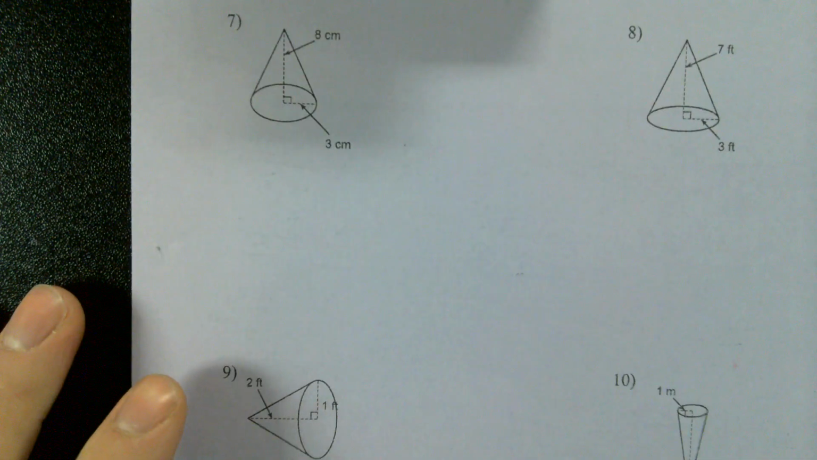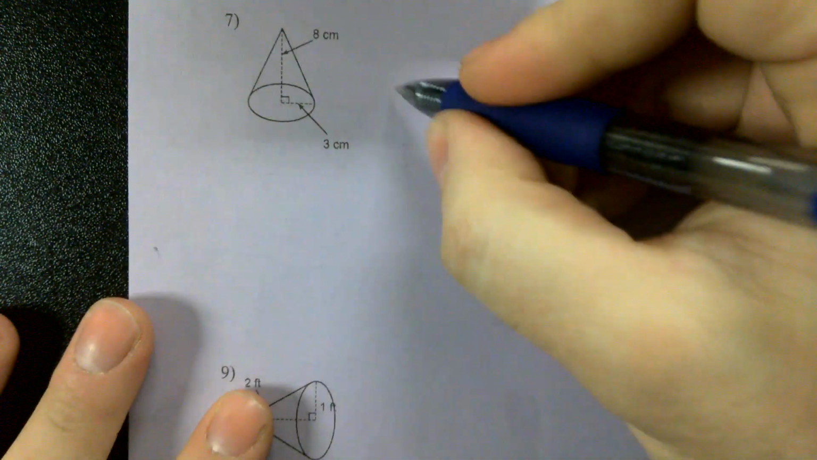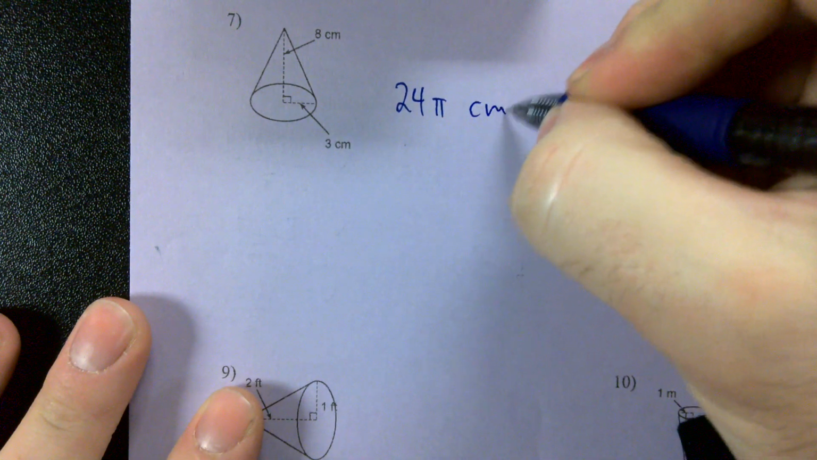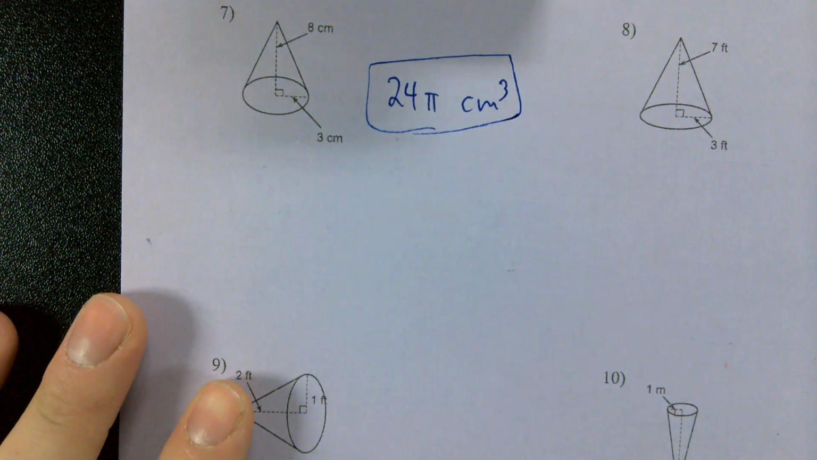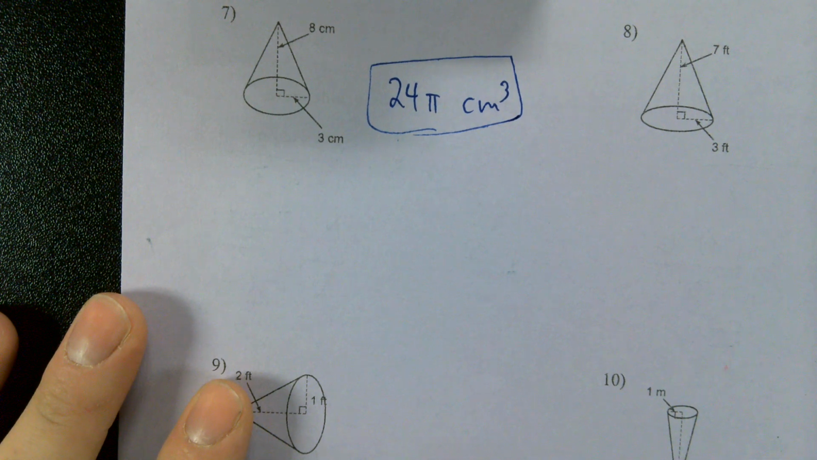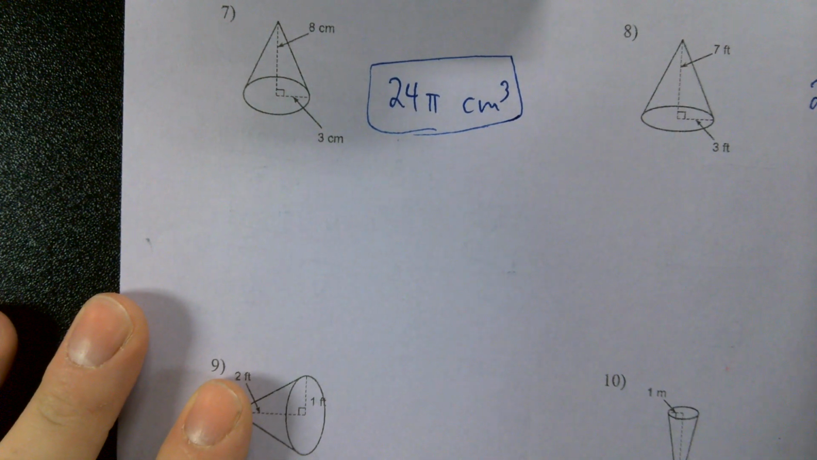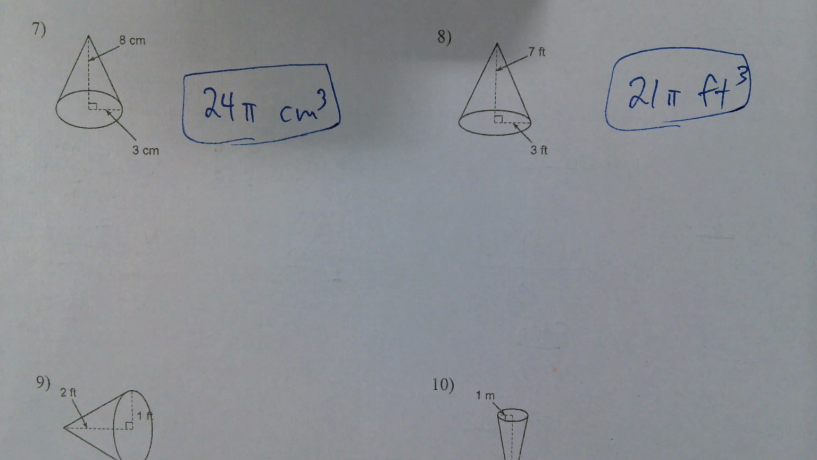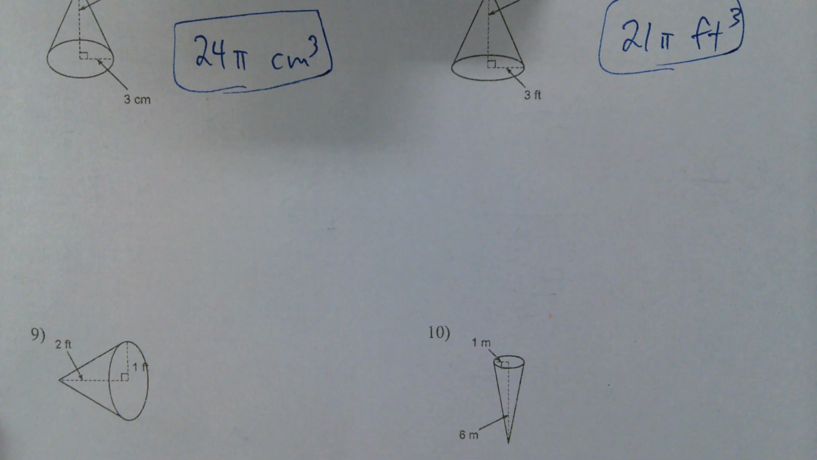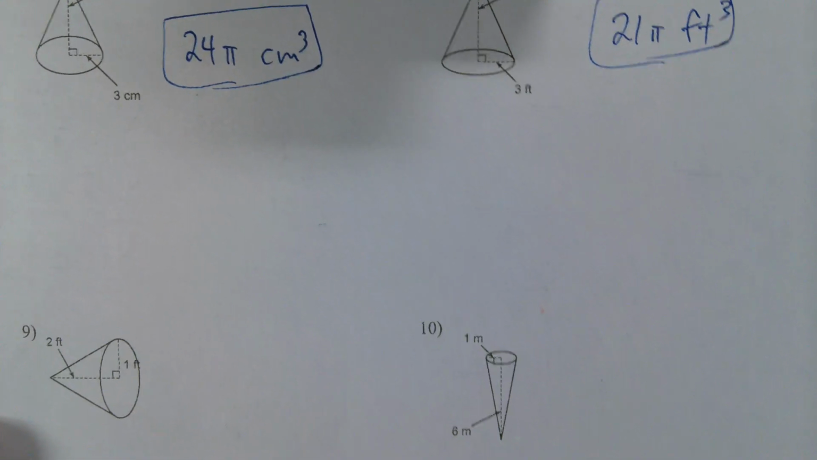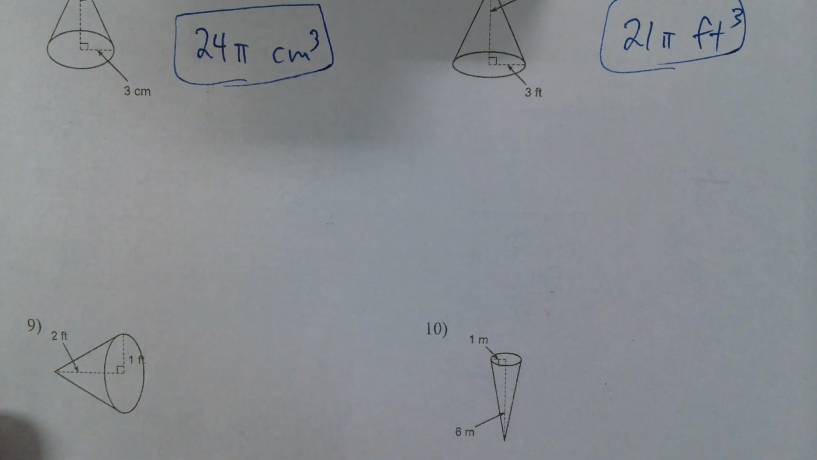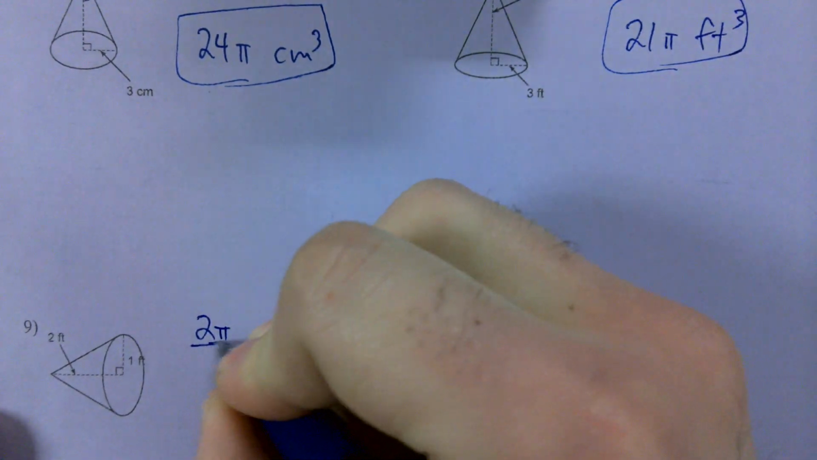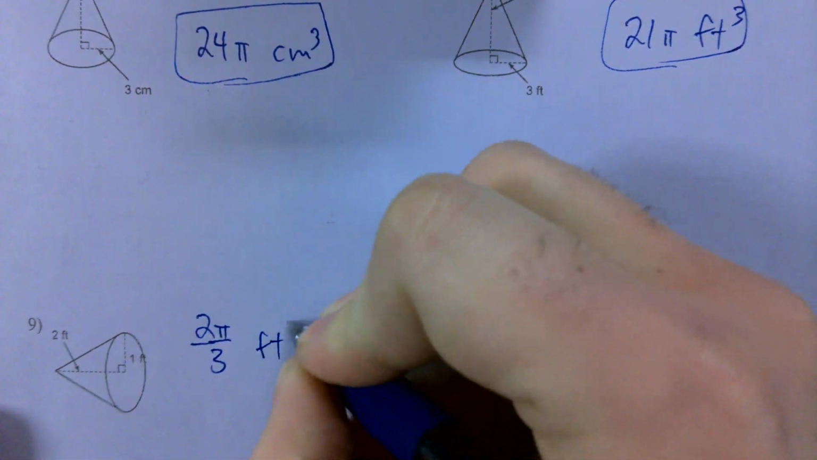All right, flip it over to the back. On the back, let's check our answers. 24 pi centimeters cubed for number 7. 21 pi feet cubed for number 8. Oh, sorry, there it is. Number 9, we end up getting 2 pi over 3 feet cubed.